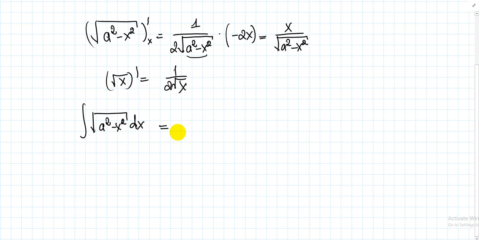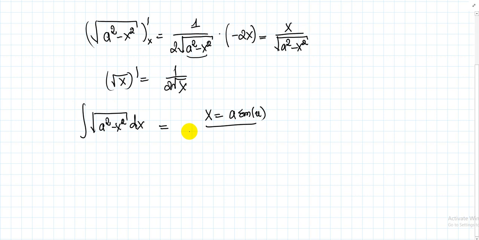We need to substitute x with something in order to get rid of the square root, right? If I had just a function without a square root, it would be better. So I need to substitute x in this case as a multiplied by the sine of u, for example. Then a squared minus x squared would be a squared minus a squared multiplied by the sine squared of u. So it will eliminate this square root.